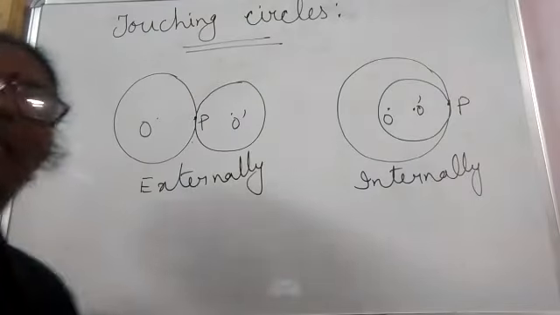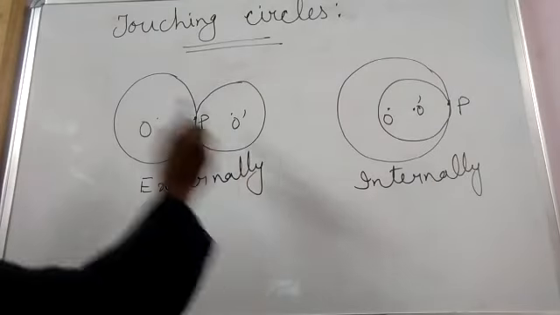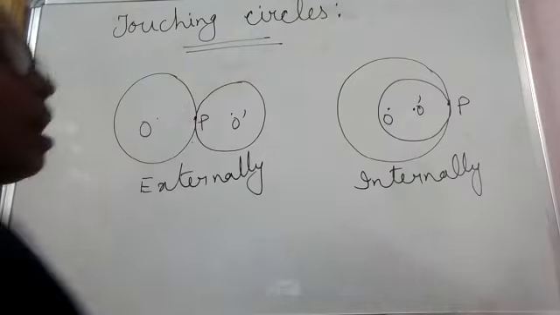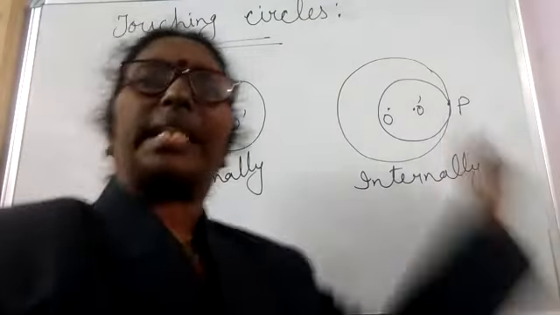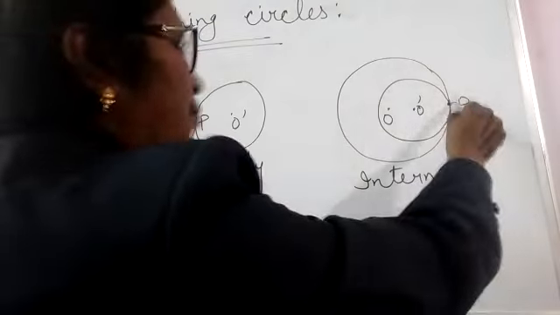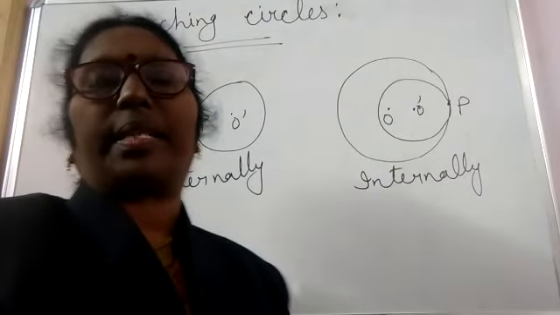So there are two cases. One is when two circles touch each other externally. The other one is when two circles touch each other internally. They will have only one point of contact.